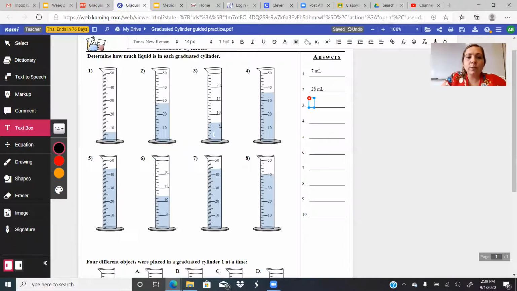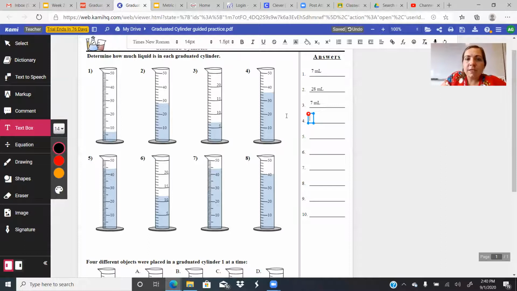Okay, so this one is counting by 5s. 5, 10, 15, 20 with 5 marks in between. So that means this is 1, 2, 3, 4, 5. Each tick mark stands for 1. So we have 5, 6, 7. We're at 7 milliliters again.